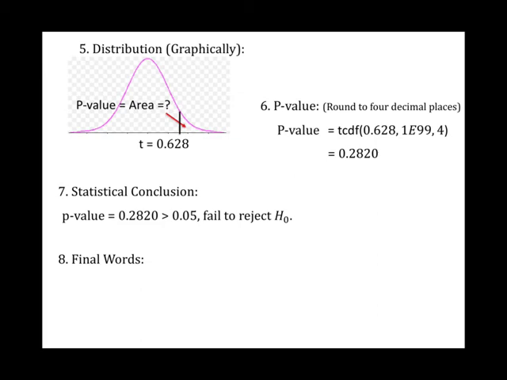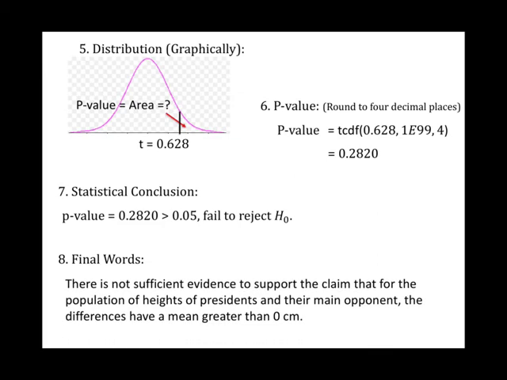Okay, which conclusion are you going to use? You'll be using the number 4 conclusion, right? Since the original claim goes to the alternate hypothesis, and then you fail to reject, there is not sufficient evidence to support the claim that, and then copy the claim statement.